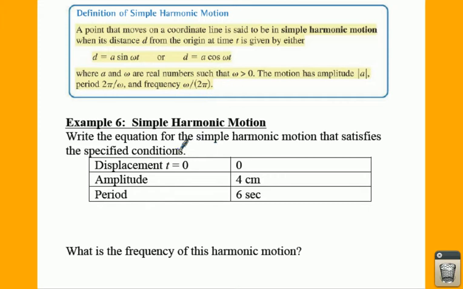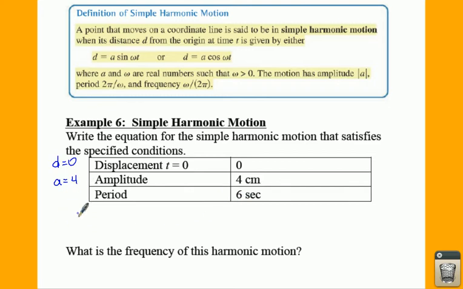That's exciting. So what we want to do here for 6 is write the equation for simple harmonic motion that satisfies the specific conditions. So we need to go through and figure out what our a, what our period is, and our w. In this case, your displacement d is equal to 0. Your amplitude is equal to 4, and the period is equal to 6.